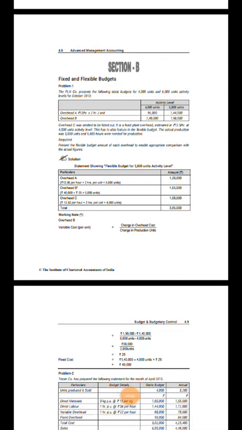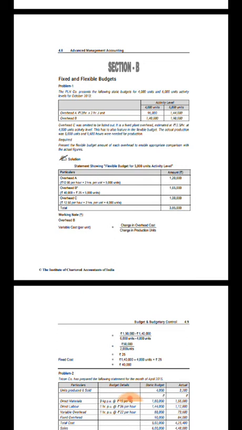Okay, so chapter budget and budgetary control. Section B, fixed and flexible budget. Question number 1. The PLN company presents the following static budgets for 4,000 units and 6,000 units activity levels for October 2013.